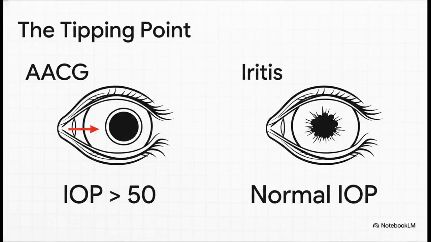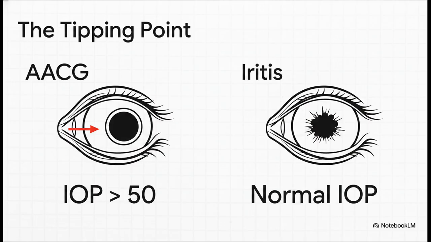So what's the tipping point? It comes down to pupillary geometry and exact intraocular pressure. Those are your defining metrics. AACG is going to show you a fixed, mid-dilated pupil, a shallow anterior chamber, and an IOP frequently pushing way past a staggering 50 millimeters of mercury.